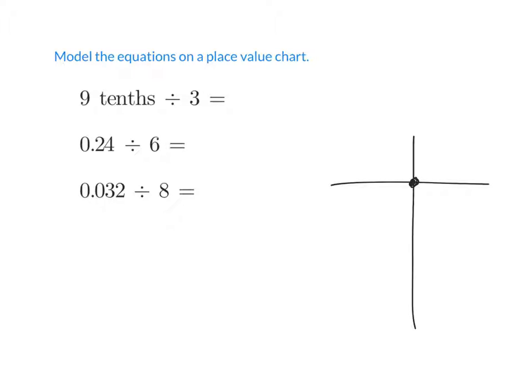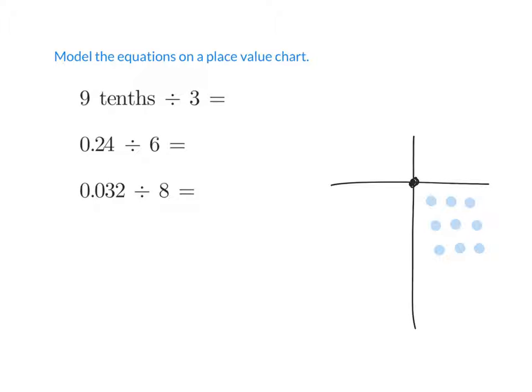The first question says 9/10 divided by 3. That means I have 9/10 altogether, and I want to share them equally or split them equally into 3 groups. Okay? So let's model that first. Let's model our whole. How many tenths do we have in the whole? 9. Okay, so let's draw them. 1, 2, 3, 4, 5, 6, 7, 8, 9.